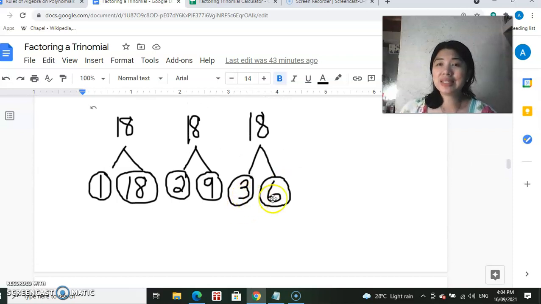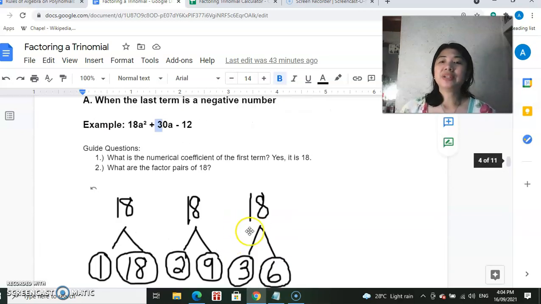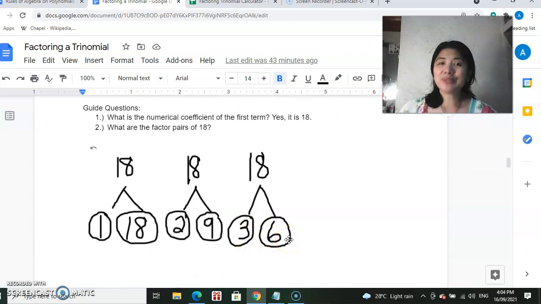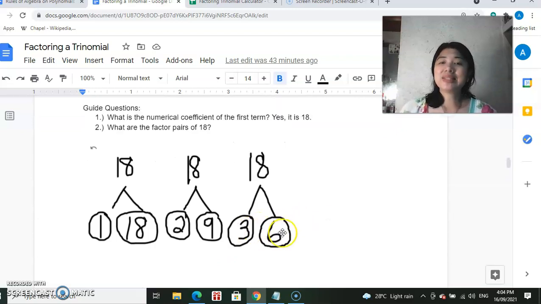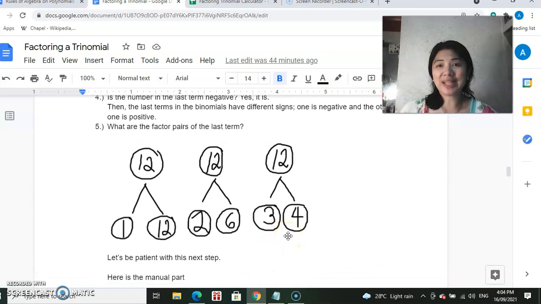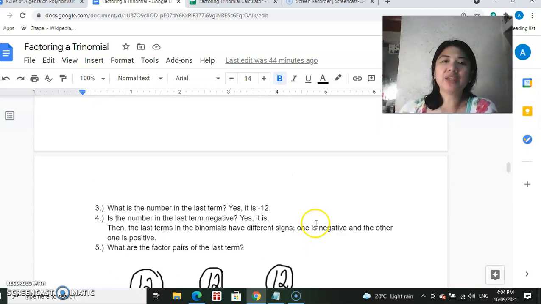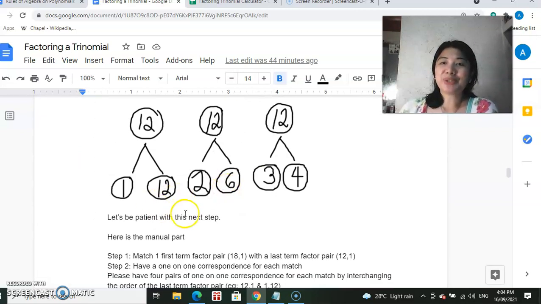Then 3.6 for the first term, i-match na to with 1.12 for the second term. Or 3.6 for the first terms, i-match na to with 2.6 for the second terms. And finally, 3.6 for the first term, i-match na to with 3.4 for the second term. Yes. Okay, so ini mo take time or at least organize na siya. There's the matching of the factor pairs of the first term. I-match na to with the factor pairs for the second term.